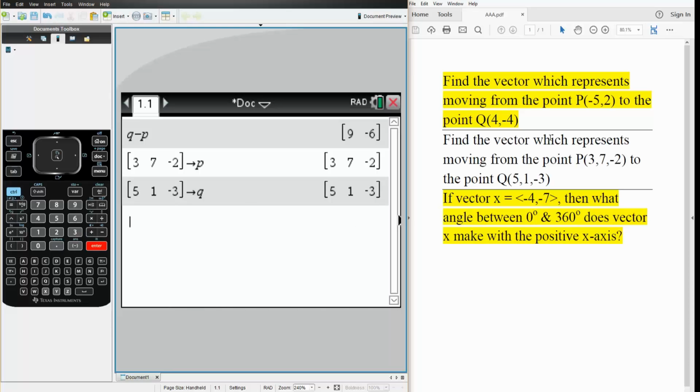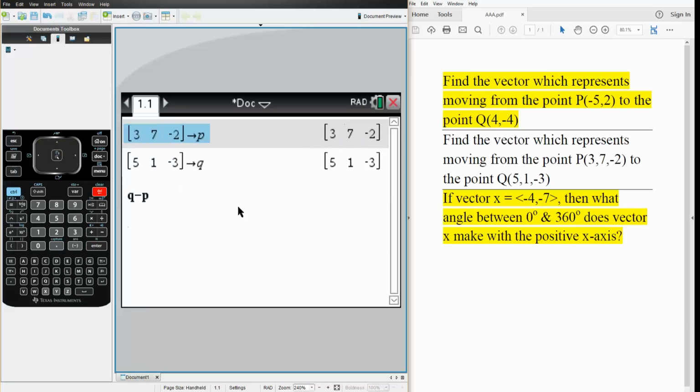And so we want to find the vector which represents moving from P to Q. So simply Q minus P. We hit enter, and the answer is this. And that's all we need to do for these two problems. The third problem is a little bit different.